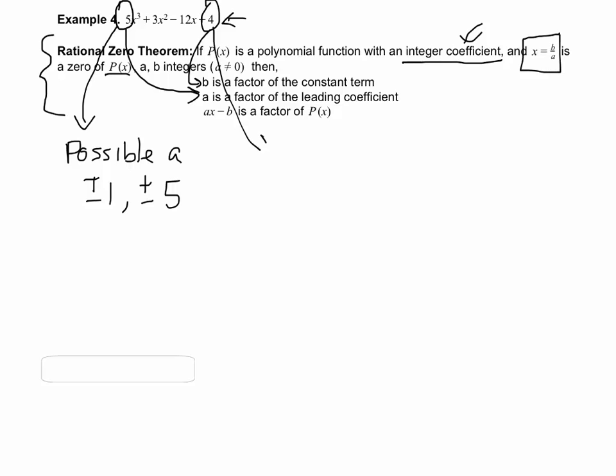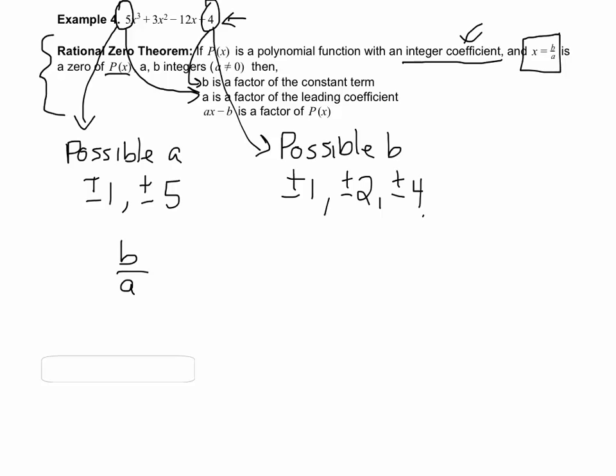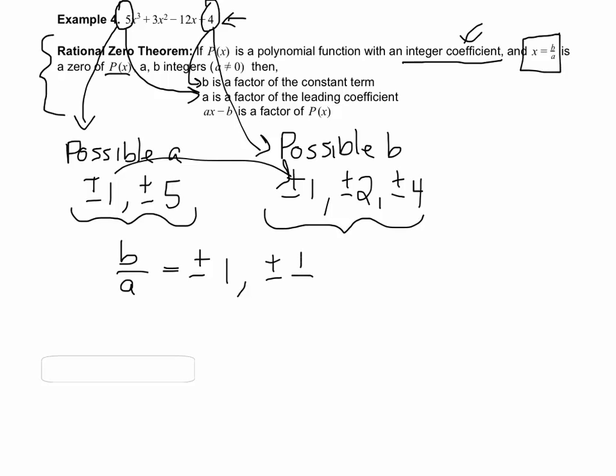We then want to look at our constant term and look for possible factors of that. So possible b values could be plus or minus 1, plus or minus 2, or plus or minus 4. And what this rational zero theorem is saying is the factors we would want to test are values of b over a. So you want to do all the combinations of b over all the combinations of a. That means you could have plus or minus 1 over 1, that's these two, which is just plus or minus 1.